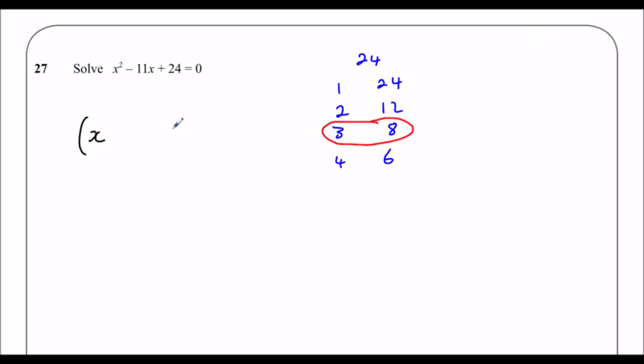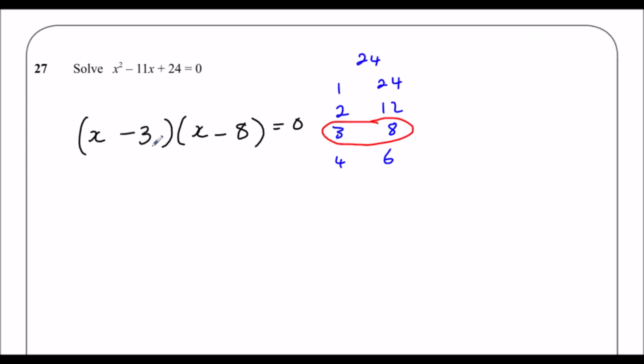So I'm going to have x in both brackets. X times x makes x squared. I want two numbers that add to make negative 11. So it's going to have to be negative 3 and negative 8. They multiply to make 24, and they add to make negative 11. So that's factorized. It's in brackets. Now I can just write down the answers.